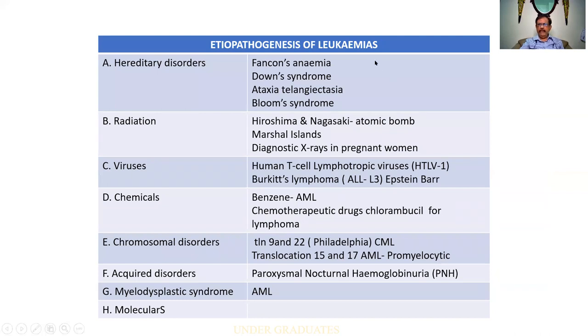Etiopathogenesis of leukemia can be part of an essay question, and this will be the panel of subheadings which you shall be attending to. It can be hereditary, as in the case of Fanconi syndrome, Down syndrome, ataxia telangiectasia, or Bloom syndrome, wherein there can be a leukemia.